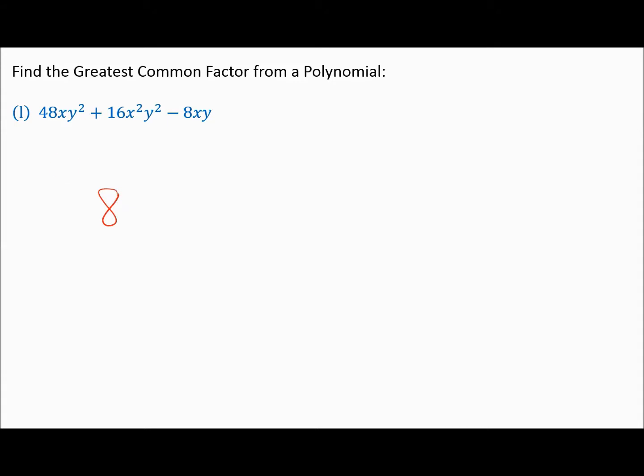Now let's look at the x's. X to the first, x squared, x to the first. That means I can pull out an x to the first. Look at my y's. I got a y squared and a y to the first, so I can pull out a y to the first. And then directly after, parentheses. So each one of these terms is going to be divided by 8xy. And I'm pulling out a positive because the leading one was positive.